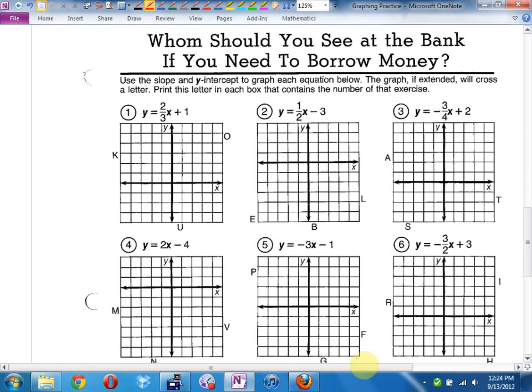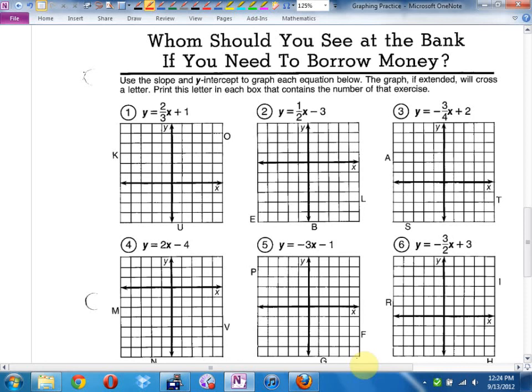Whom should you see at the bank if you need to borrow money? Don't spoil the punchline. Let's just add some extra incentive, shall we? Okay.